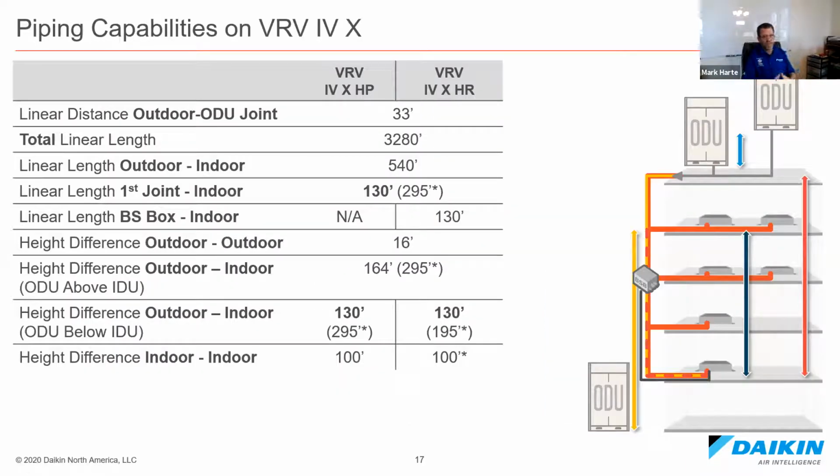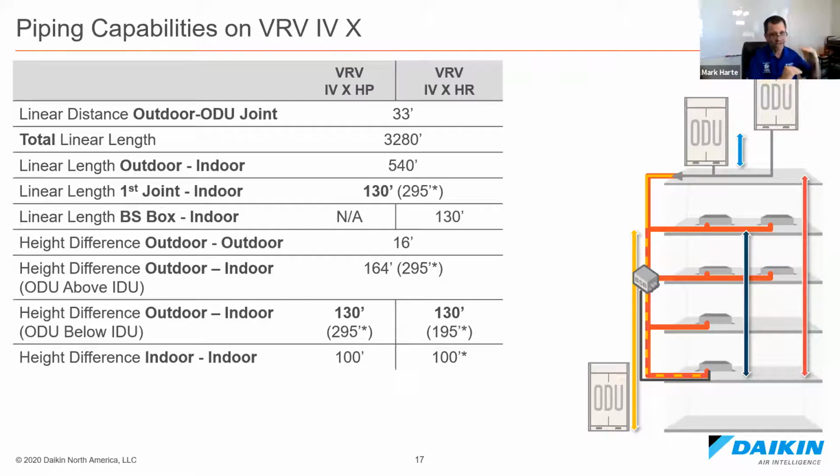Now, some of the piping rules that come with VRV, as far as lengths, vertical separation, you can see, look at the total linear length. You can go 3,280 feet of refrigerant piping. Now, that's one way. That's one line. And remember, on a heat recovery, that's a 3-pipe system. And then vertical separation, we can go up to 295 feet in certain applications, 195 feet in certain applications.